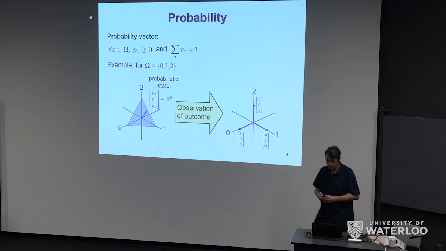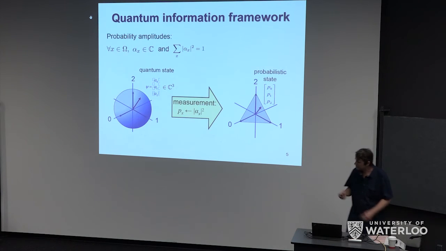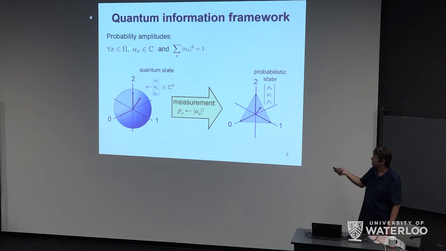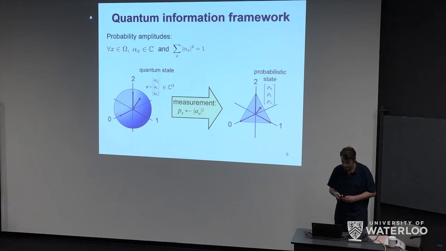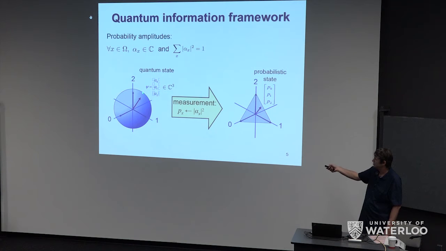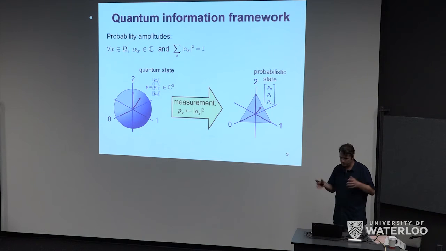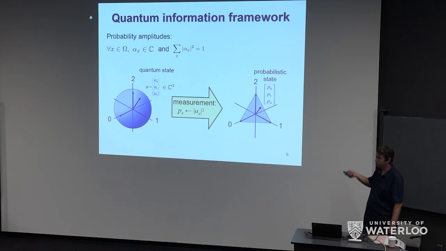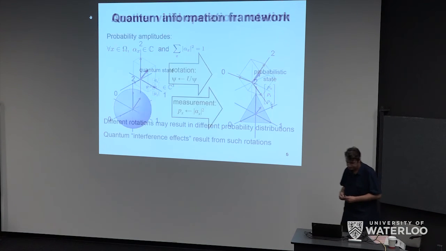In quantum mechanics, it's a little different. What we have instead is probability amplitudes. We have the same sample space, but now we have complex numbers whose absolute values squared sum to 1. And so we get a quantum state that is a vector in a complex vector space. When we perform a measurement, and we'll go over more of the details of this in class, you get some outcome with a probability given by the square of this amplitude. You turn a quantum state into a probabilistic state via measurement.